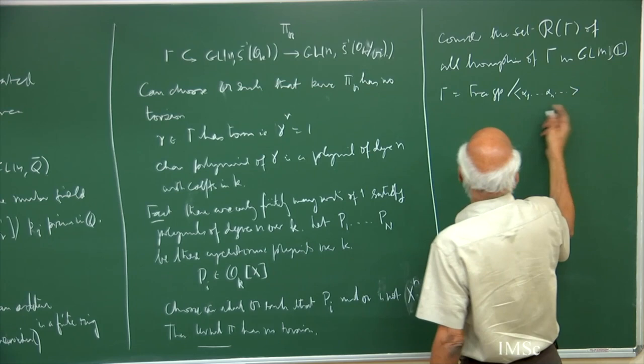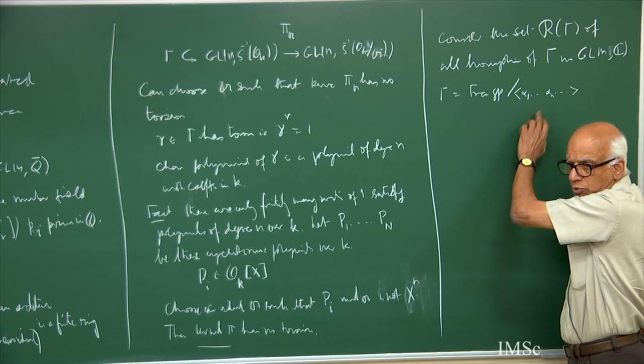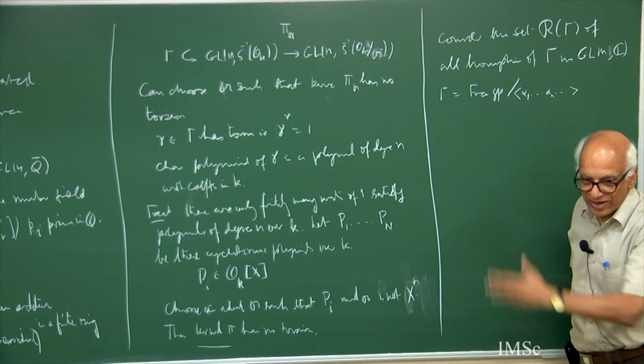Possibly generated by a countable number of elements. So always any quotient. I take a free group by some normal subgroup; the normal subgroup will be assumed to be countably generated. My gamma is always countable, I should have said that. Finitely generated, therefore it's countable anyway.